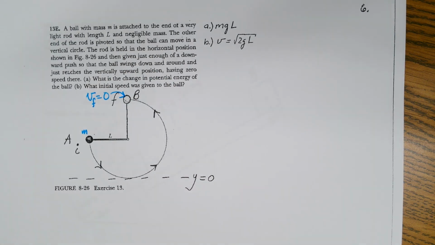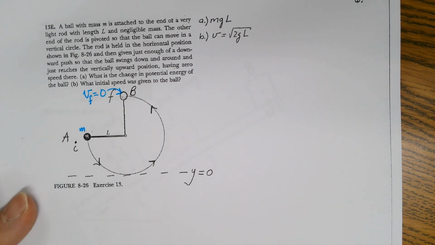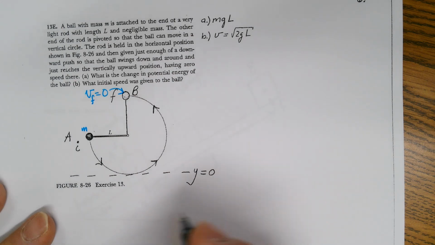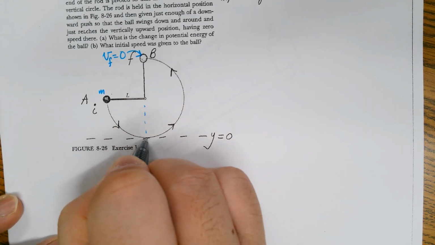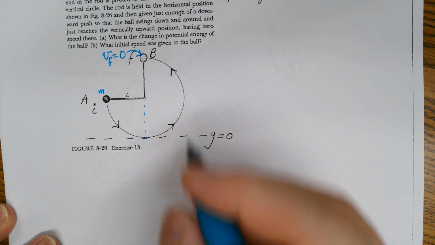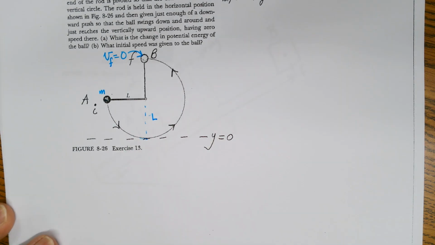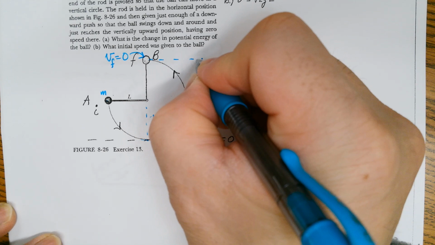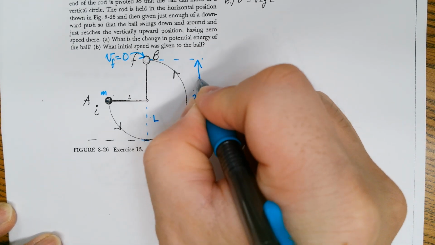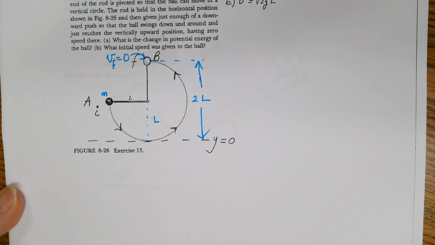What is the change in potential energy of the ball? Well, that's easy. If I were to consider this to be my zero, this height here is L, and this height is 2L.